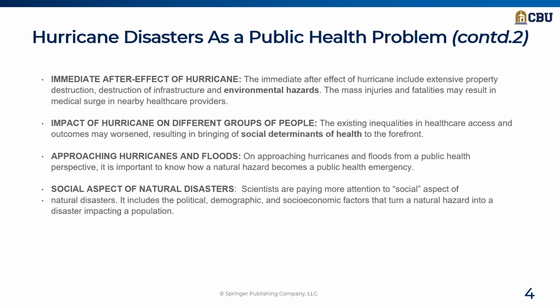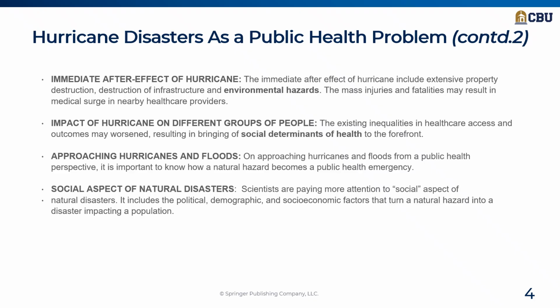Now, these impacts are not evenly distributed. Older adults, people with disabilities, those with chronic illness, low-income populations, unemployed individuals, and racial and ethnic minorities are often hit hardest. Disasters magnify pre-existing social inequities in healthcare access and outcomes, pushing social determinants of health to the forefront.